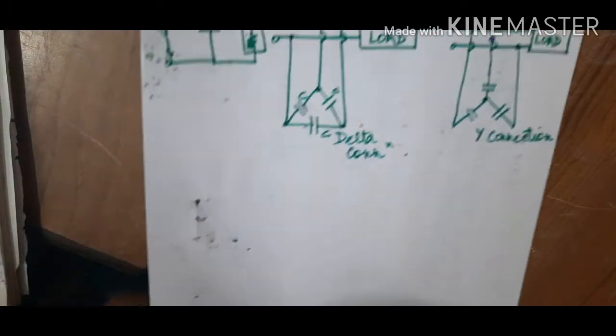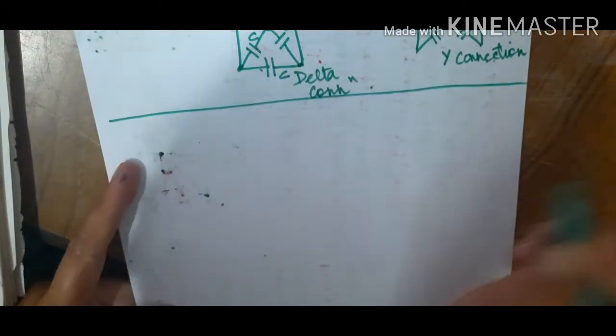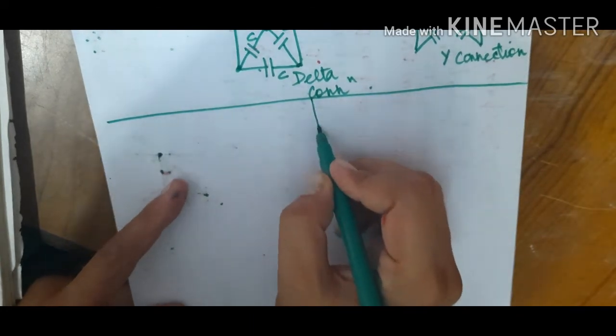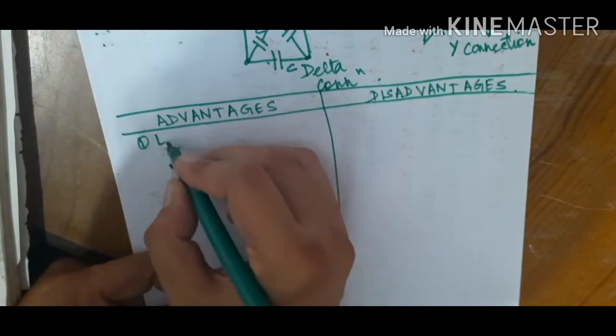There are certain advantages as well as disadvantages of using a capacitor. The first advantage is low loss.